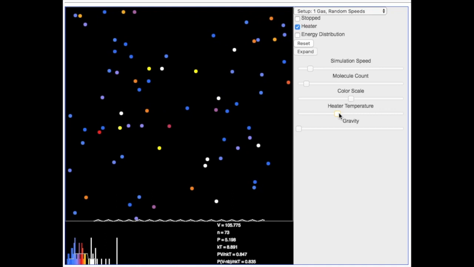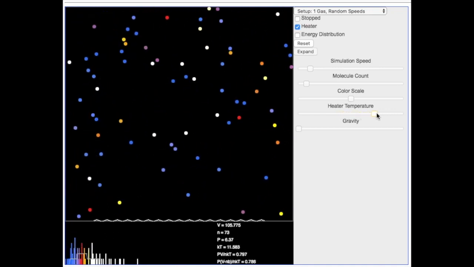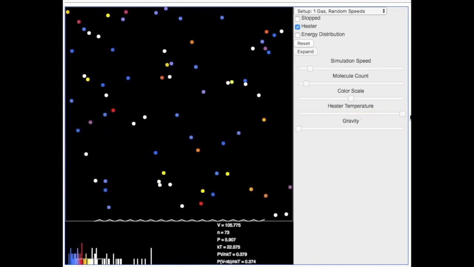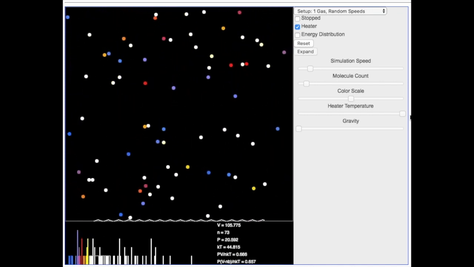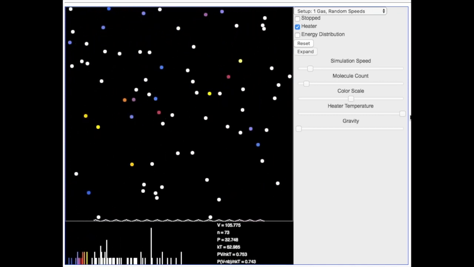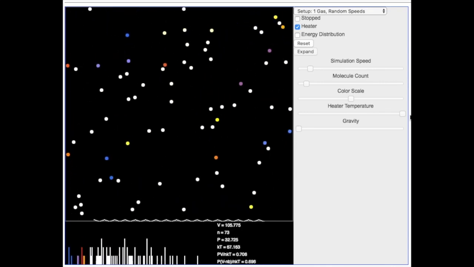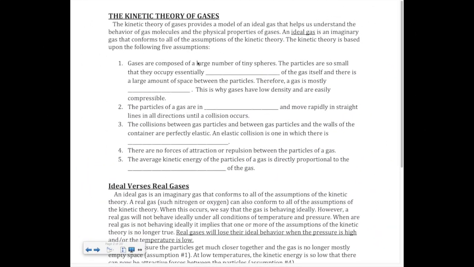So I'll demonstrate that by adding some heat right here. If I add the heater, which you can see is this vibrating line down at the bottom, the particles start to move faster. So they start to gain more kinetic energy. And so we'll move ahead to page 2 in your notes and fill in the blanks and discuss what kinetic theory and what an ideal gas is.